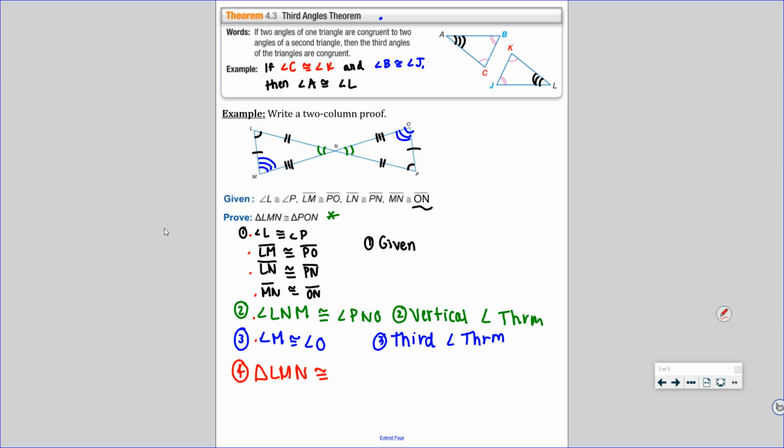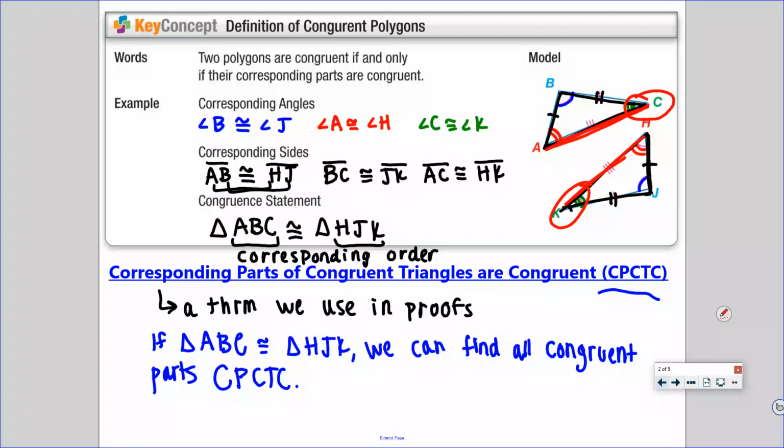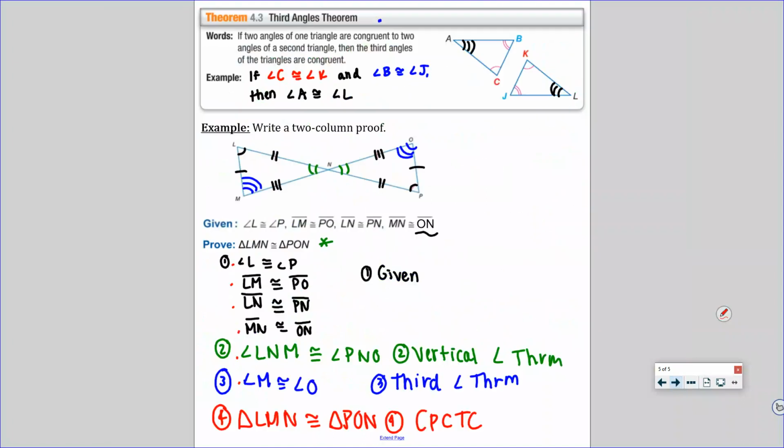Notice how they kept it in that congruent order: triangle PON. You could put two things here that I'd accept. You could say definition of congruent polygons, or you can use CPCTC, corresponding parts of congruent triangles are congruent. It's kind of like the converse, but I'm okay with you using that reasoning as well. Or you could just say definition of congruent polygons.